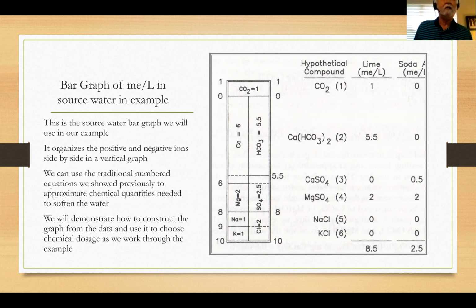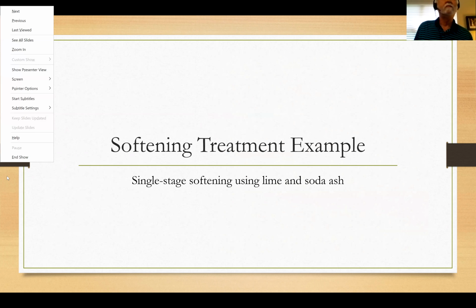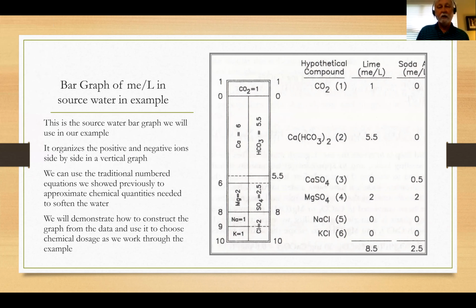Next slide, please. So I like to do my bar graphs. Our softening example is single stage softening using lime and soda ash. So we're going to do complete softening and we're going to take out both the carbonate and non-carbonate hardness. So as you see here, we've converted these concentrations in milligrams per liter to milliequivalents per liter.